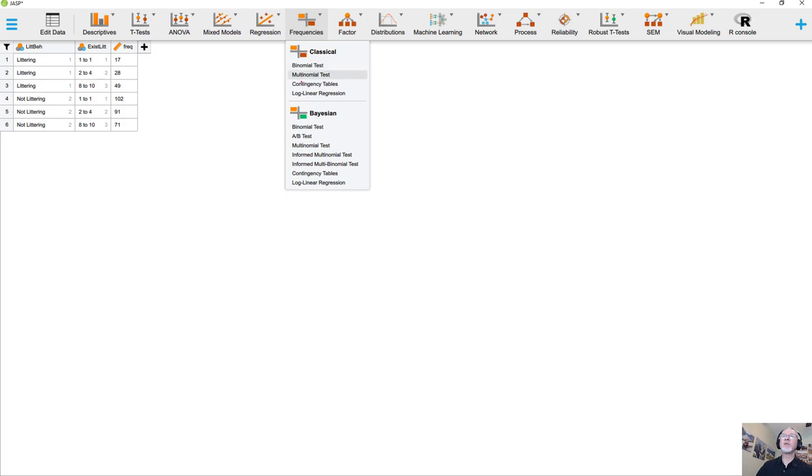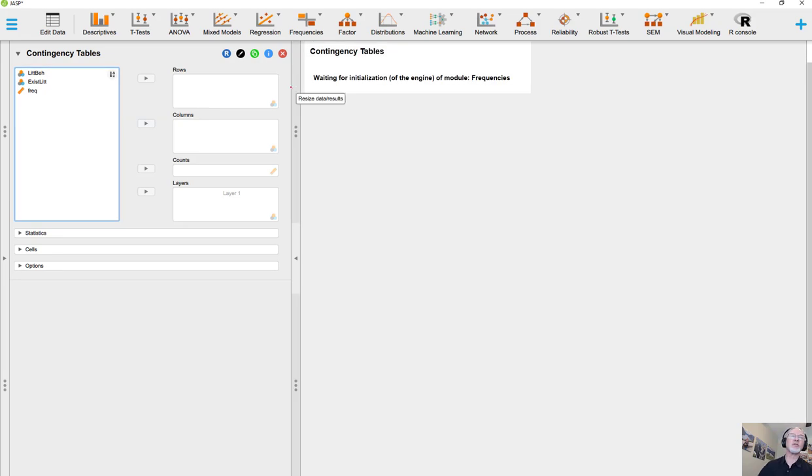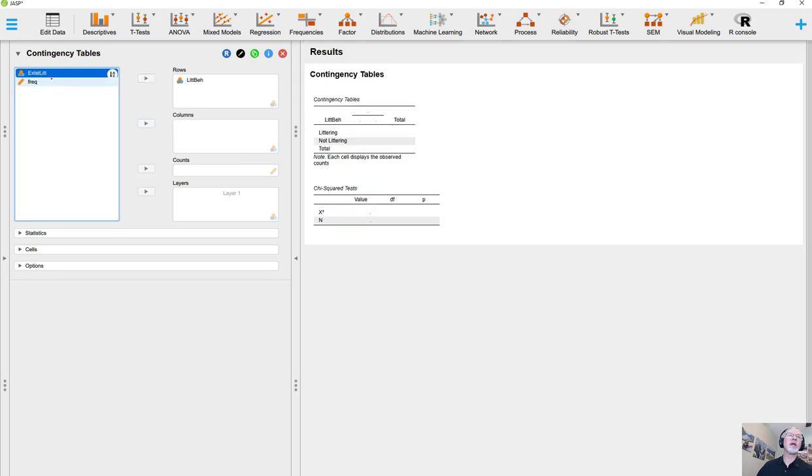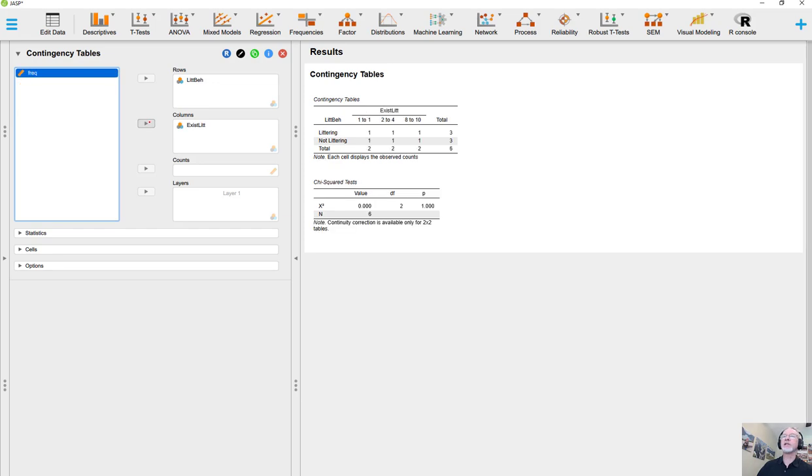And we're going to go over here to contingency tables. So you're not going to see it listed as chi-square test. It's going to be contingency tables. And for the rows, we're going to put in littering behavior. Then for the columns, existing litter.